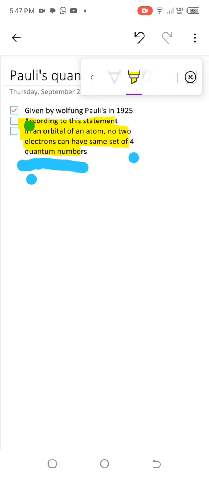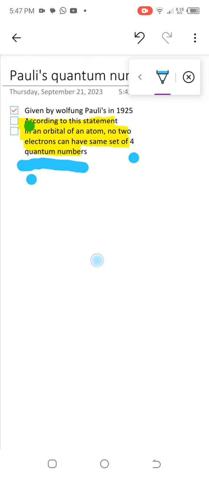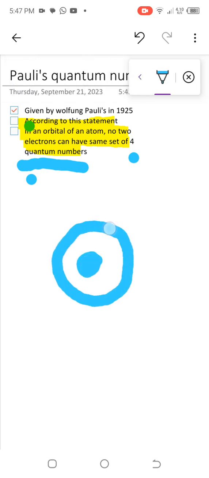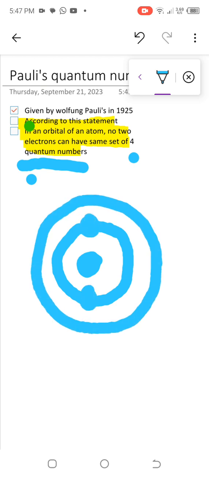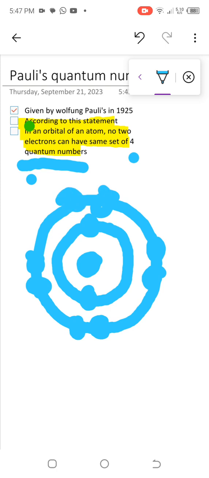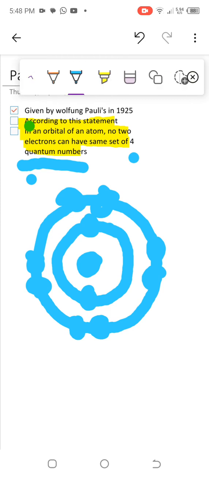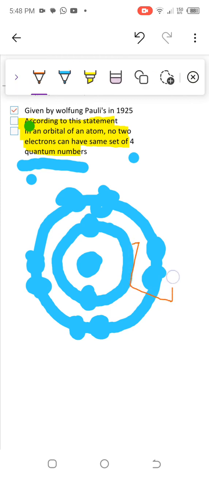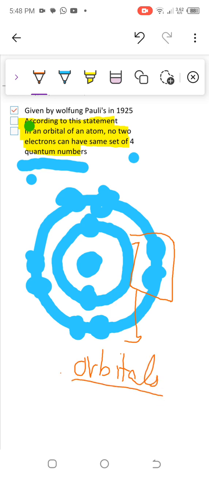Suppose I am drawing the shell. This is the nucleus, this is the shell, and here we have two electrons, 1 2, and then again here we have 1 2, 1 2, 1 2, 1 2. This is the shell which I have drawn, in which we have electrons like this. Now, this pair of electrons is known as an orbital.